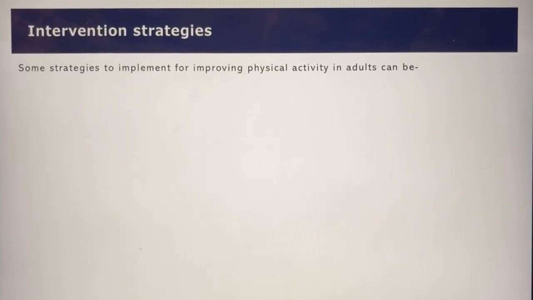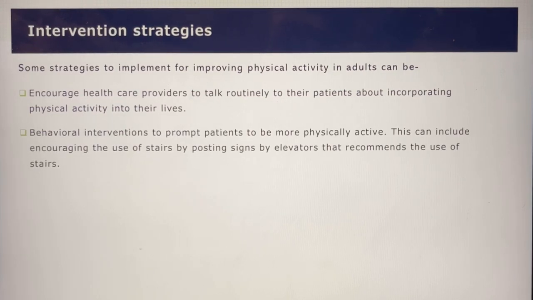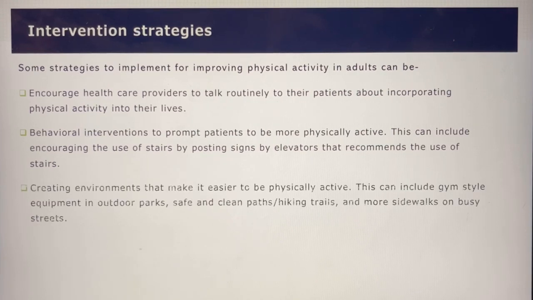Intervention strategies. Some strategies to implement for improving physical activity in adults can be to encourage health care providers to talk routinely to their patients about incorporating physical activity into their lives. Behavioral interventions to prompt patients to be more physically active. This can include encouraging the use of stairs by posting signs by elevators that recommend the use of stairs.